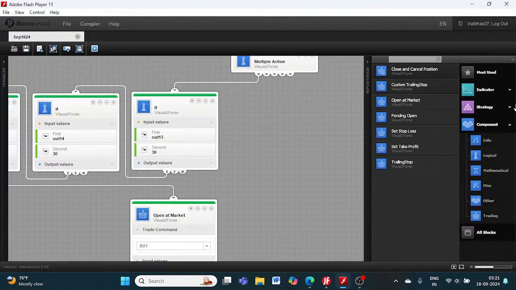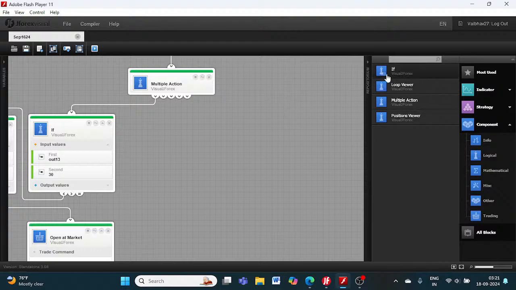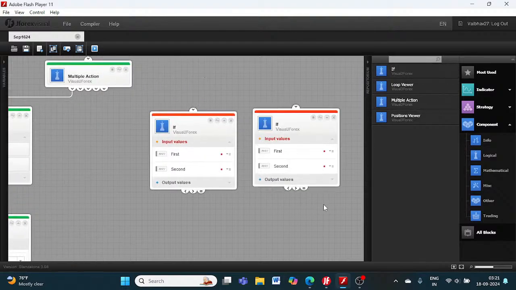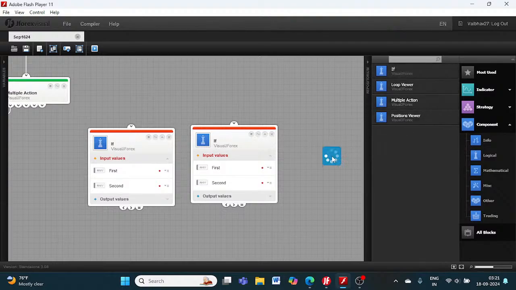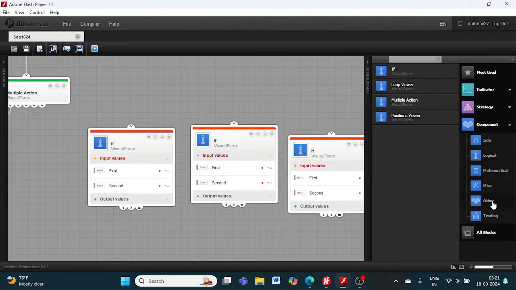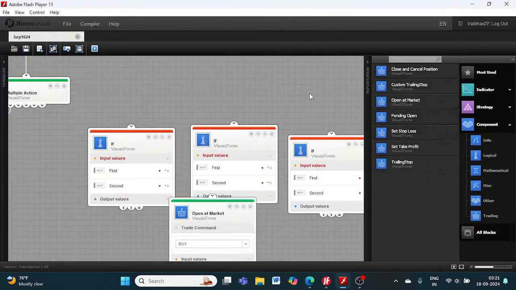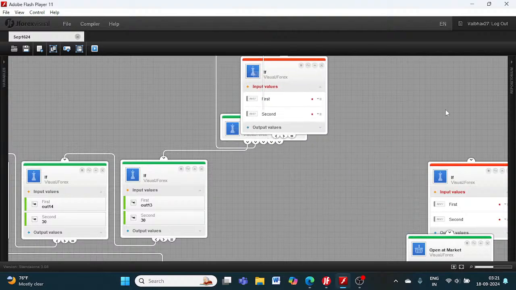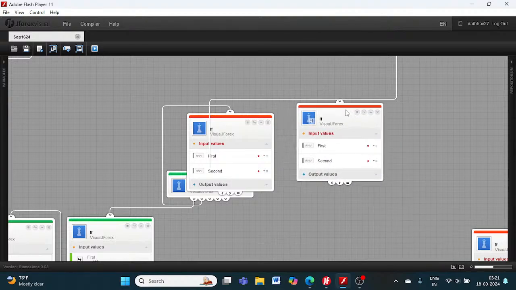For the sell side, all we need is to invert the conditions. We are now quite aware that we are going to need 3 of these if-else statements and 1 trading block of open at market. Let me add this one by one.